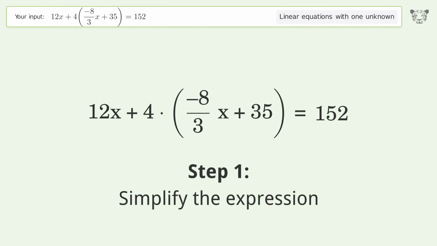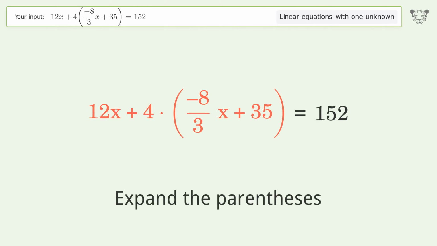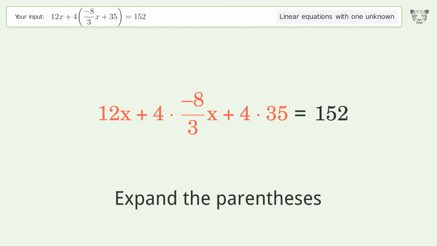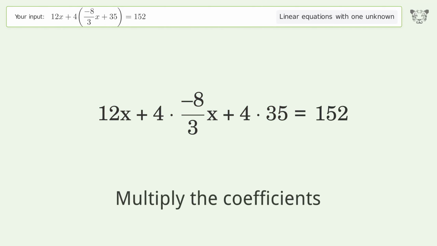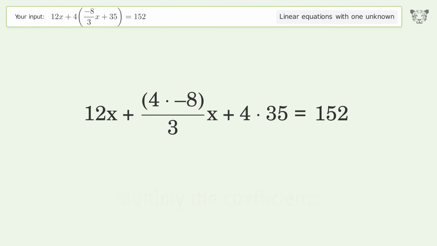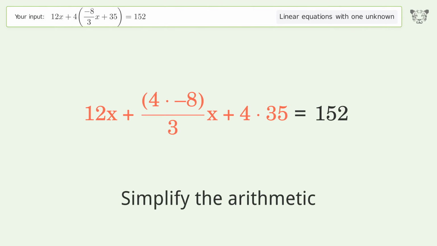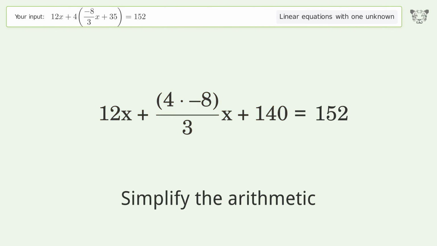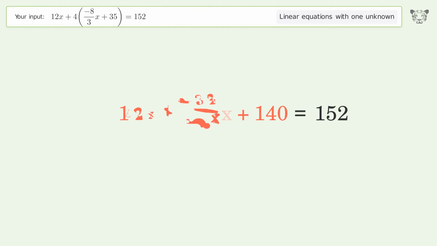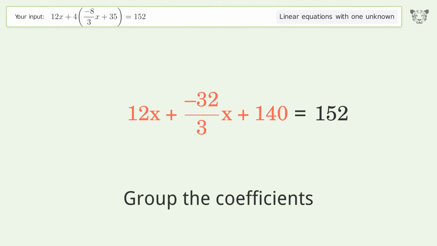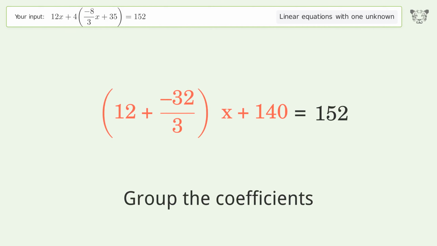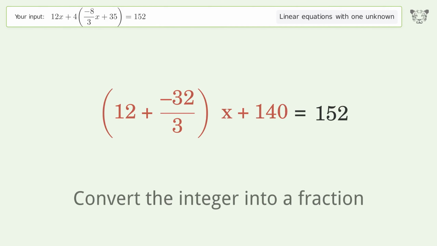Simplify the expression. Expand the parentheses. Multiply the coefficients. Simplify the arithmetic. Group the coefficients. Convert the integer into a fraction.